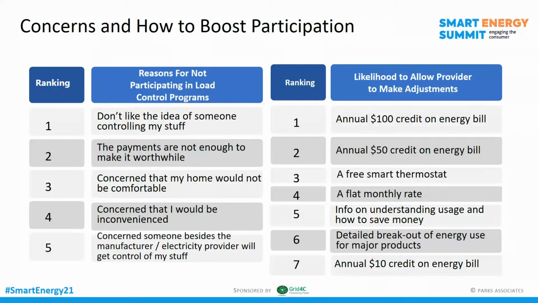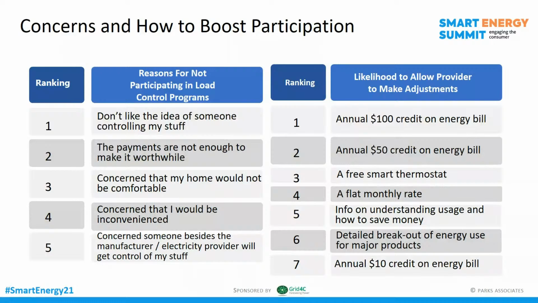Overall, though, consumers express reservations about utility control programs. 41% are uncomfortable with a utility controlling their device, and 1/3 report that payments or discounts are not enough to justify participation. Comfort and convenience are also big concerns.